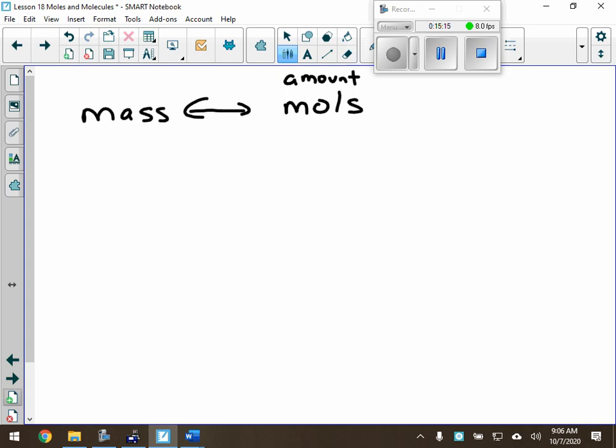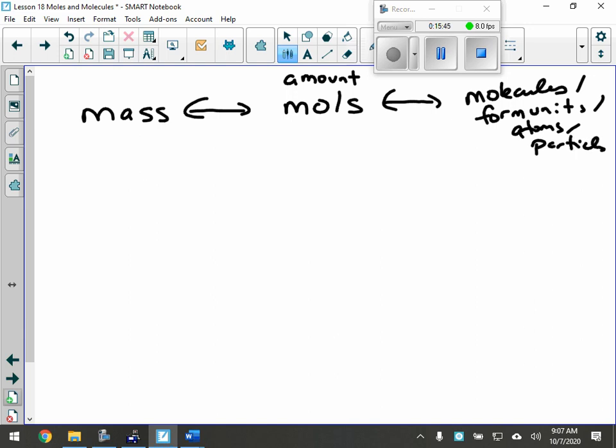If I have the number of moles, I can then find the number of molecules. And remember, there are different words that go here from 2 days ago. There was molecules. What's another one? Formula units would go here. Atoms would go here. Particles. So that would be the number of ionic compounds, the number of atoms, the number of molecules, the number of particles that you have. All those things mean the same.